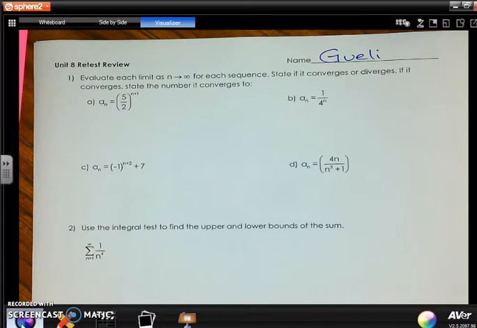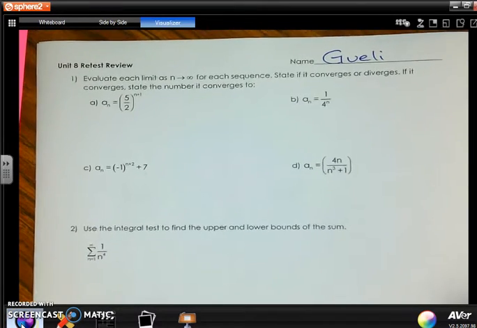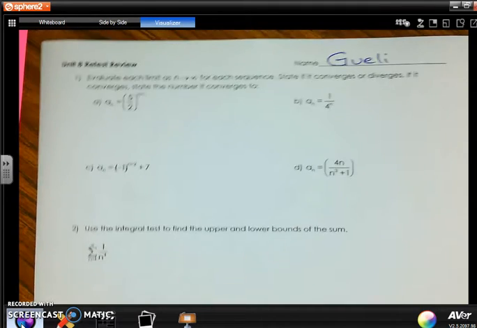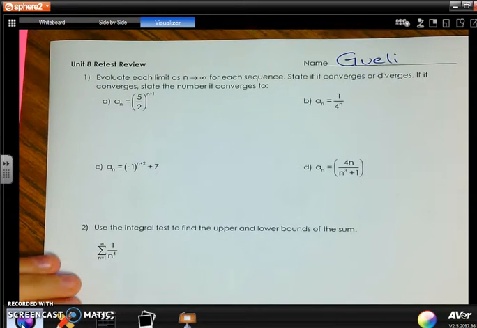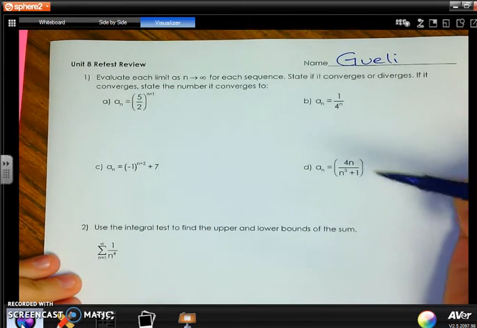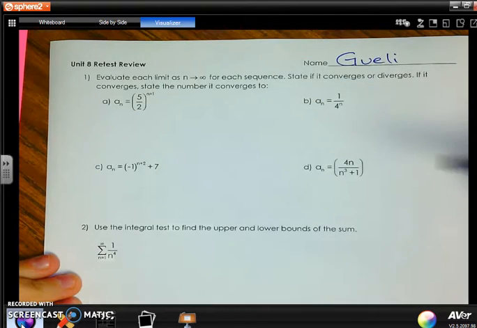Okay, this is the retest review for the sequences and series unit. So that's Unit 8. If you're planning on retaking that test, this is the review you need to be working on. The first one says evaluate each limit as n approaches infinity. For each sequence, state if it converges or diverges. If it converges, state the number it converges to.